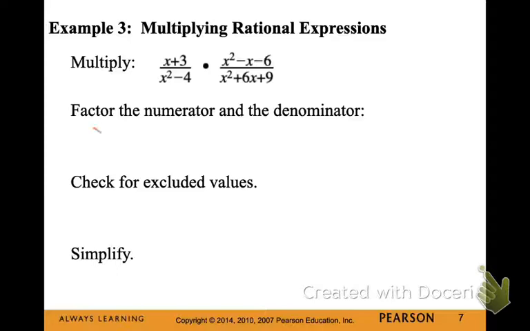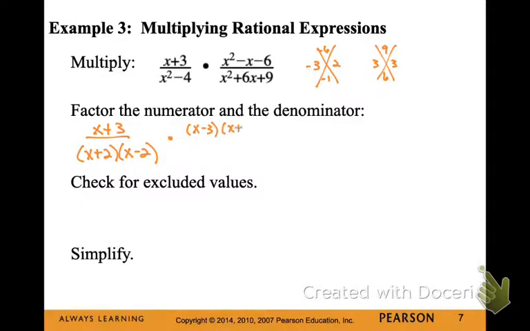The first thing we want to do is factor any of our numerators or denominators. Our first denominator is a difference of squares. It'll factor as x plus 2, x minus 2. Our second numerator is a trinomial, and it will factor as x minus 3 times x plus 2. And our second denominator will factor as x plus 3 times x plus 3.